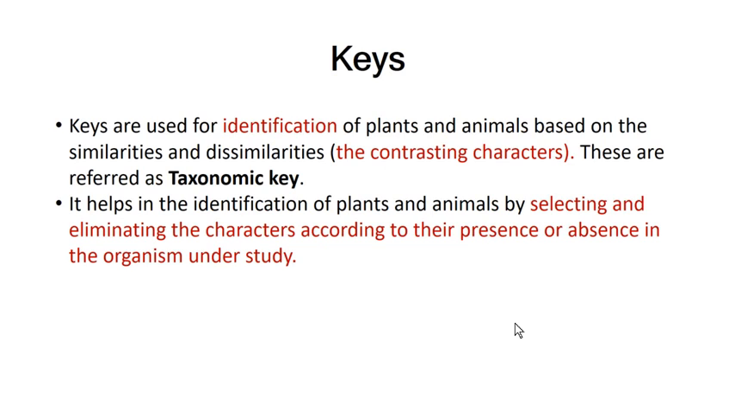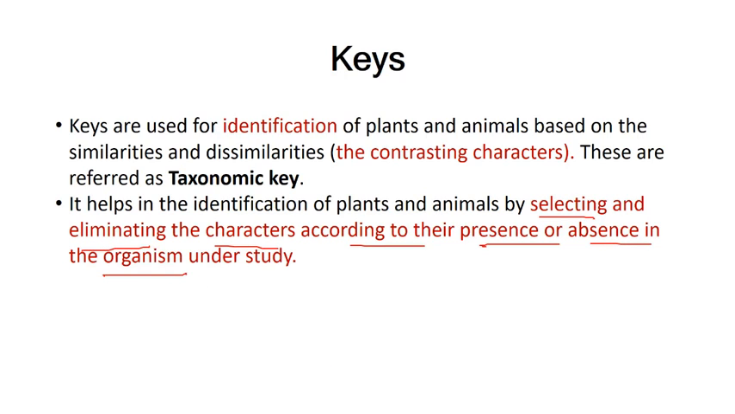Next taxonomical aid is the key. The biological keys are another taxonomical aid used for the identification of plants and animals based on their similarities and dissimilarities, that is, based on the contrasting characters. They are used for identification of plants and animals. These keys help in the identification by selecting and eliminating the characters according to their presence or absence in the organism under study.